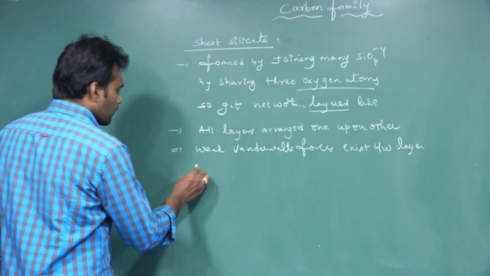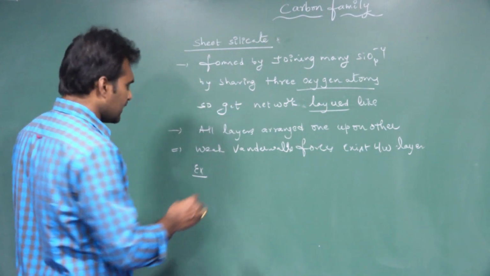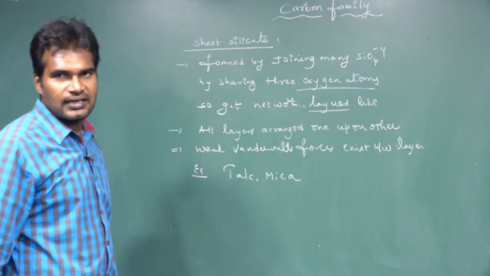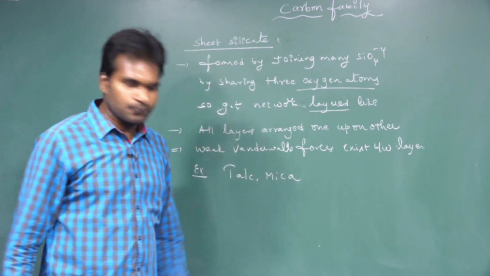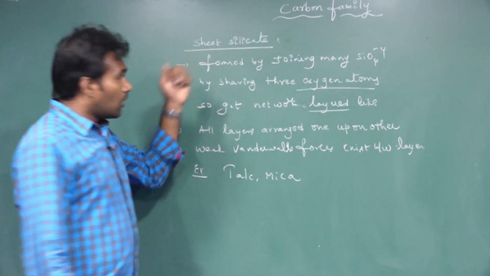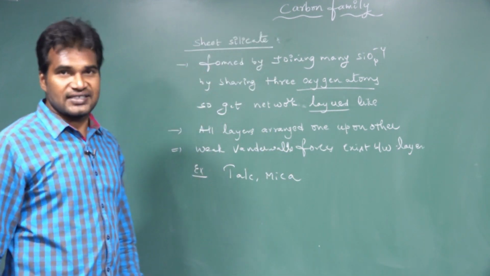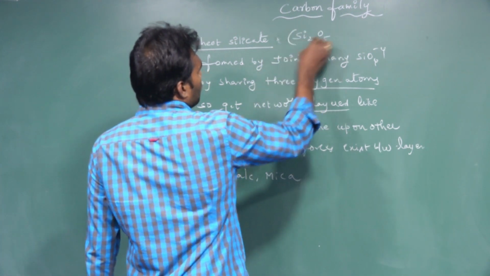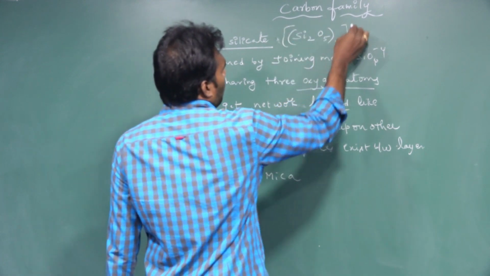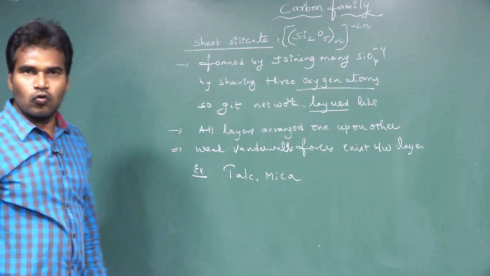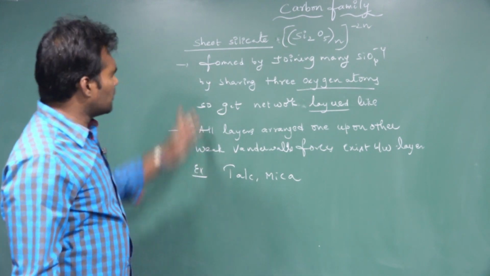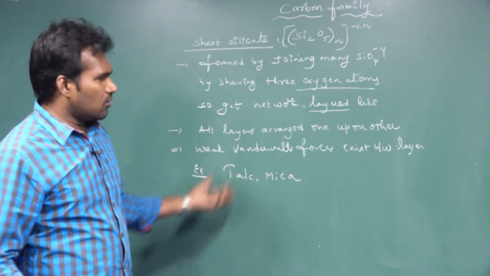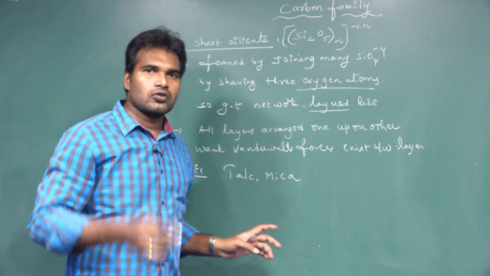Examples for sheet silicates are talc and mica. Next, what is the general formula for sheet silicates? The general formula is (Si2O5)n with charge -2n. So the structure is a network-like structure. It's not easy to draw this structure here. You just go through the textbook once.